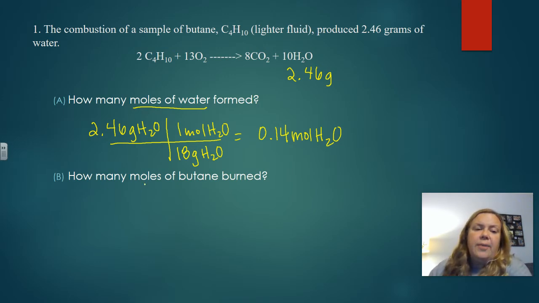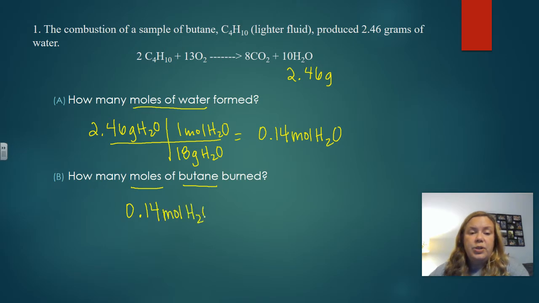Now I want to know how many moles of butane were burned. Well, I know the moles of water, but I need to know the moles of butane. The beauty of stoichiometry is that you can use a balanced equation to find the proportion. So I'm going to take the information I have from above, which is 0.14 moles of water, and do what we call a mole ratio using our balanced chemical equation to determine the number of moles of butane burned.